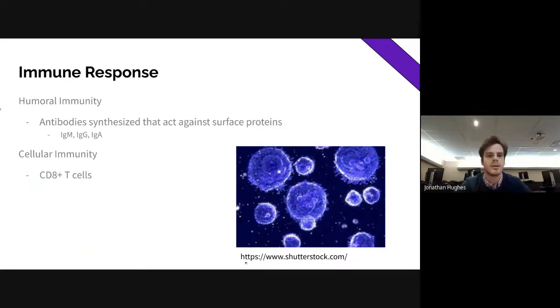So how does the body defend itself? It does have its humoral response through the antibodies IgM, IgG, and IgA, and it's going to produce CD8 plus T cells to kill those viruses as well through apoptosis and cell lysis. The vaccines that are currently being used right now are obviously going to incorporate these antibodies.